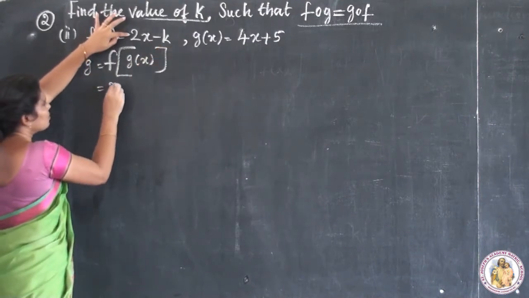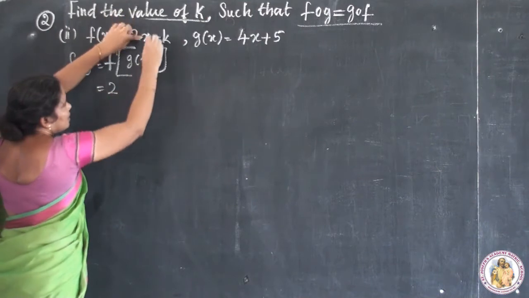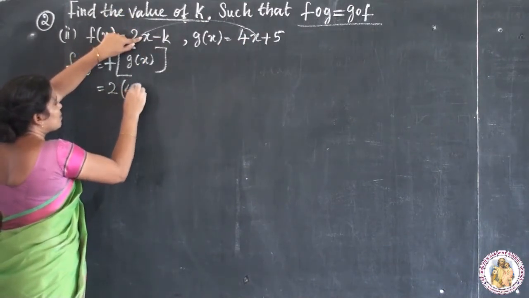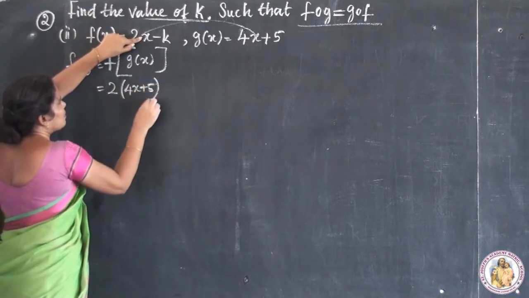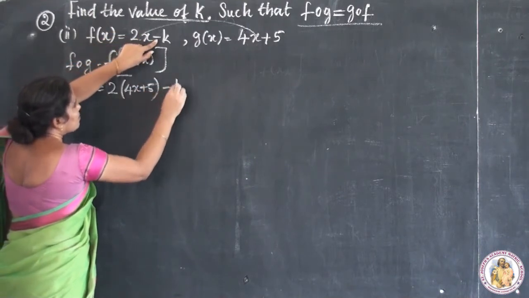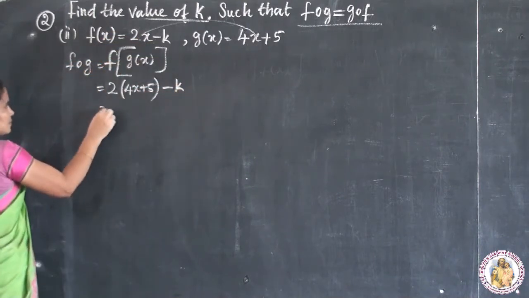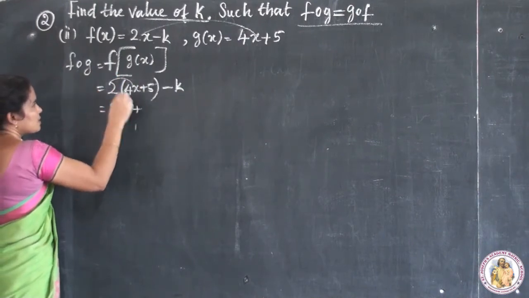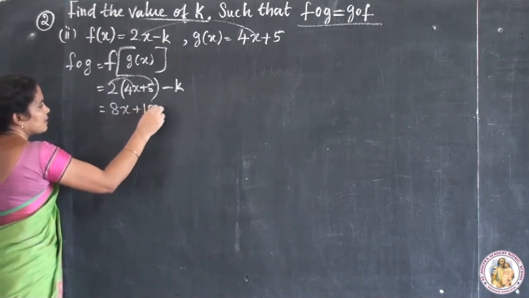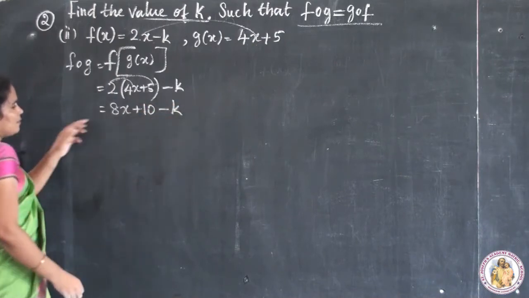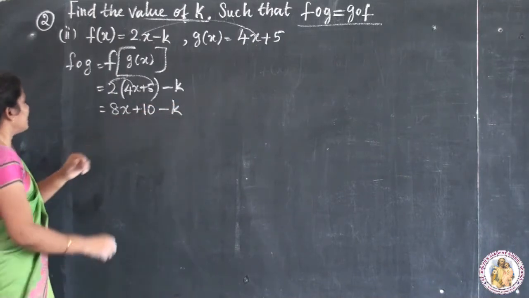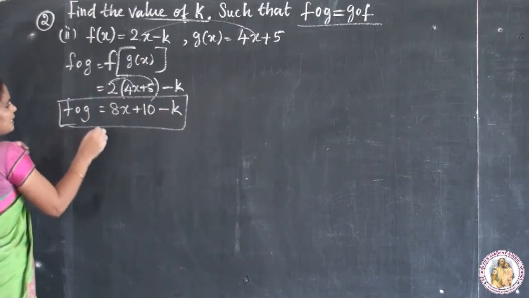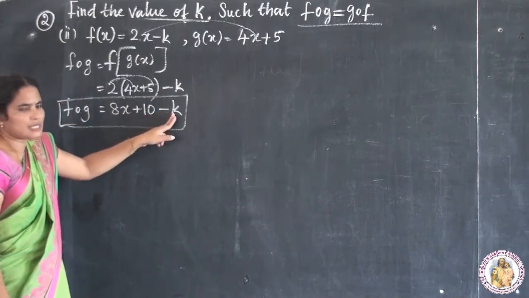f is 2x minus k. In the place of x, you have to write 4x plus 5, okay, minus k. Then multiply. 4 twos are 8x plus 5 twos are 10 minus k. We have two variables, so leave it as it is. f of g is equal to 8x plus 10 minus k.